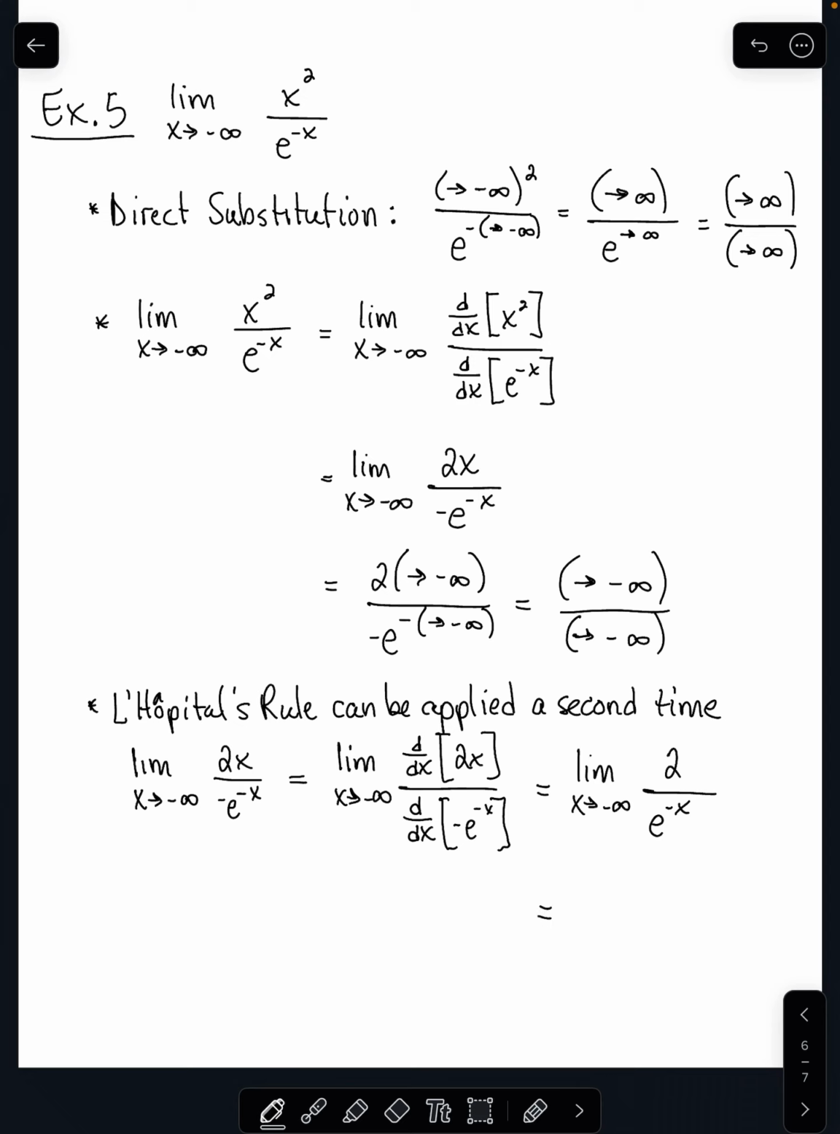And as we saw earlier, as x approaches negative infinity, e to the negative x will approach positive infinity. And this will result in 0. So both functions are approaching infinity initially. But as it turns out, and it took 2 steps to get there, the denominator is approaching infinity much more quickly than the numerator is.